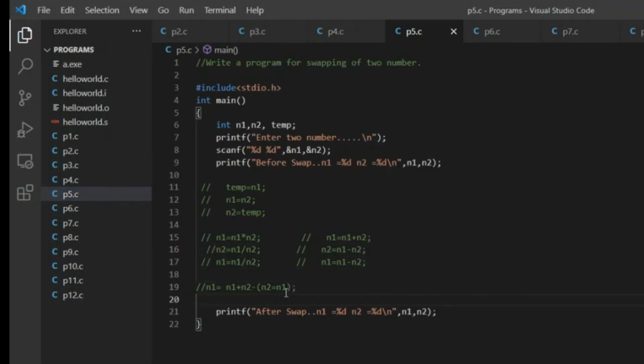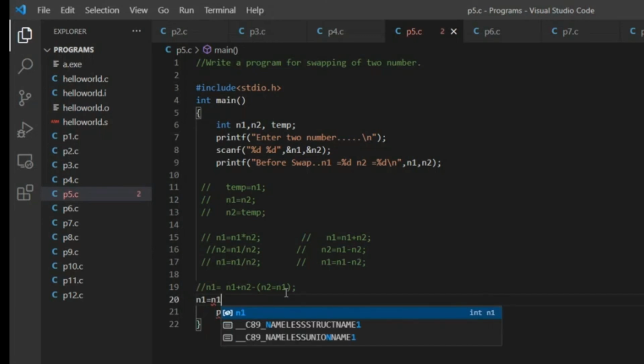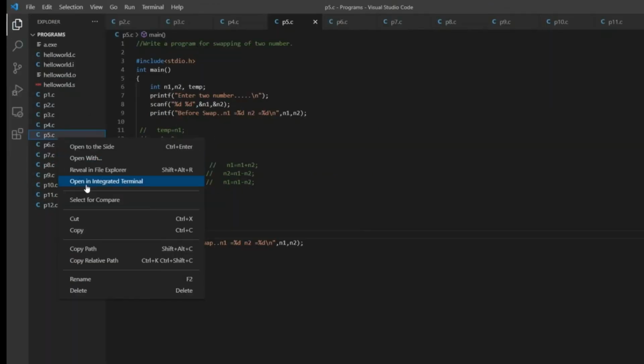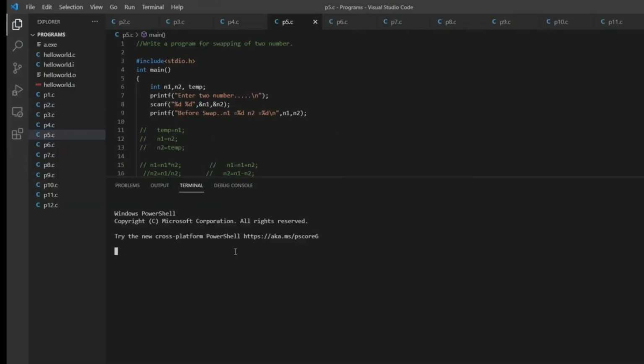Here what we have to do: n1 is equal to n1 XOR n2. Then n2 is equal to n1 XOR n2. Then n1 is equal to n1 XOR n2. So I will open the integrated terminal, gcc p5.c, and give 10 and 20. So my bigger number will not get swapped.